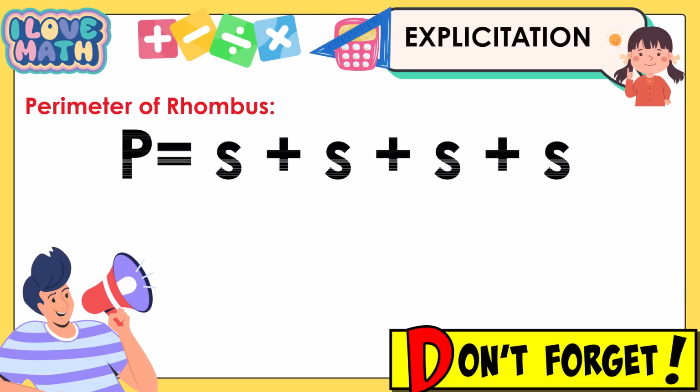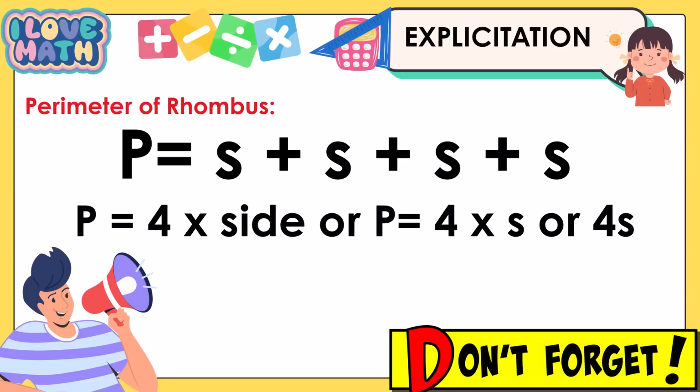Perimeter of a rhombus. P is equal to S plus S plus S plus S, or P is equal to 4 times side, or P is equal to 4 times S, or 4S.